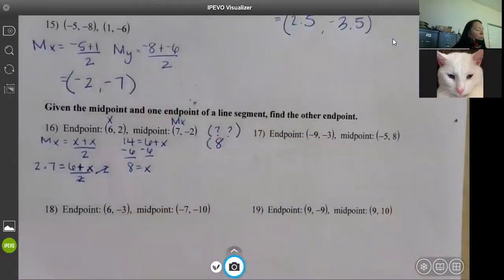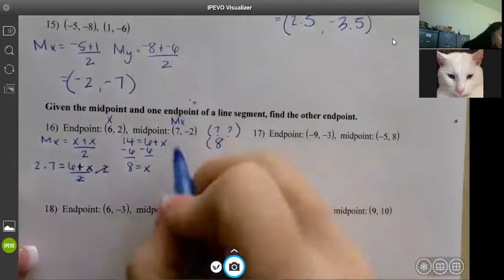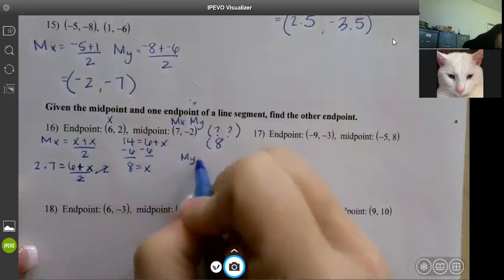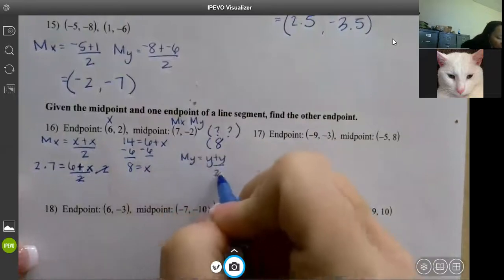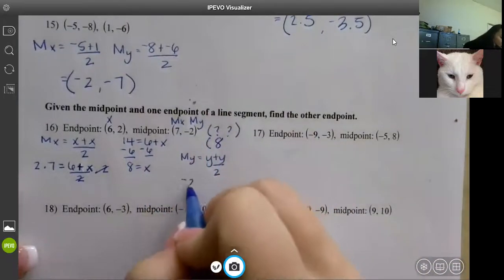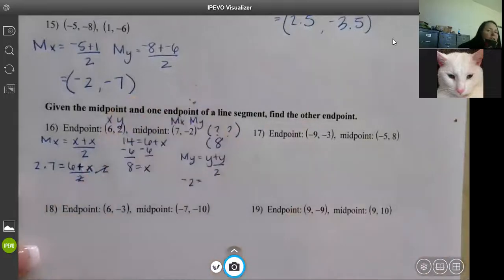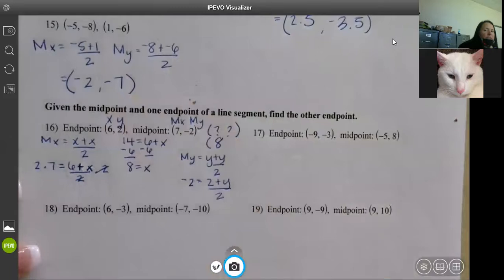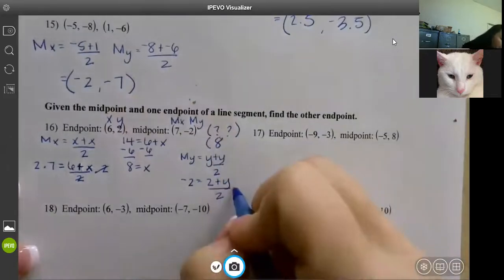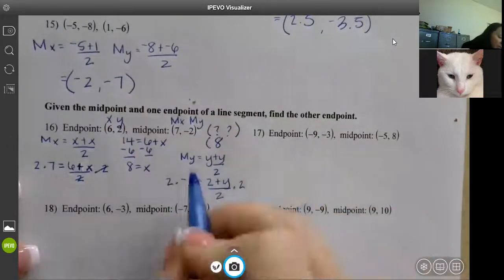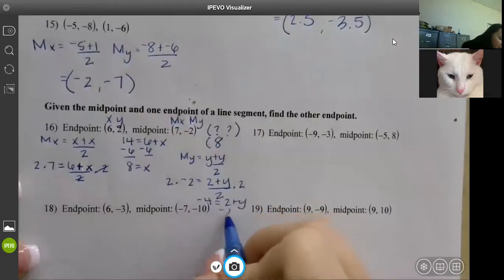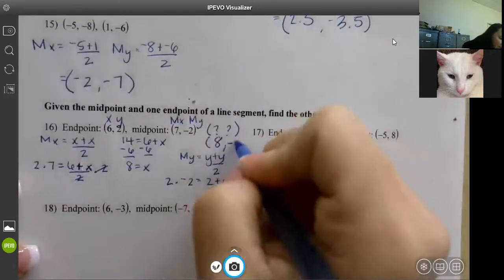You would do the same thing with your y, and I'm going to go ahead and do it, and then I'm going to show you the easy way, okay? I said I wouldn't, but I'm going to. You do your midpoint y, add your two y's, divide by 2. So your midpoint y is -2. The only other y coordinate you have is a 2. We're looking for the third one, divide by 2. Same steps, multiply by 2, we get -4 equals 2 plus y, subtract 2, and we get -6.